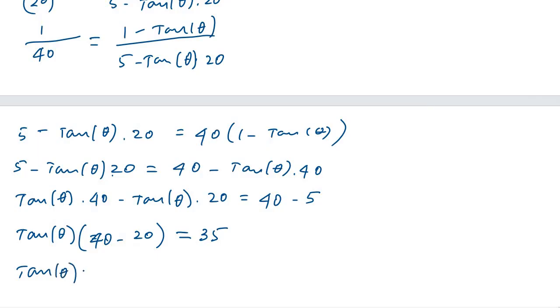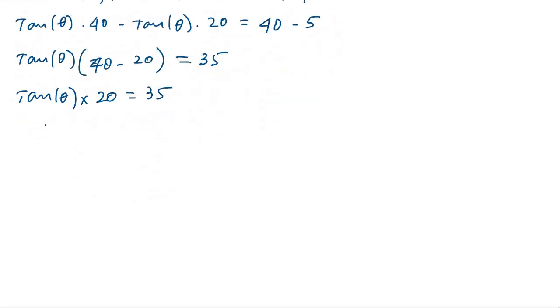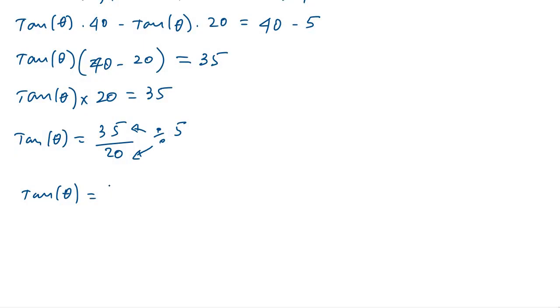Right. So in my next step, I write tan theta multiplied by 20, which equals 35. So you can solve it further very easily. Now tan theta is equal to how much? It is 35 divided by 20. Both terms are divisible by 5, so this is divisible and this is also divisible by 5. So I get tan theta equals 7, since 5 7s are 35, and 4, since 5 4s are 20.